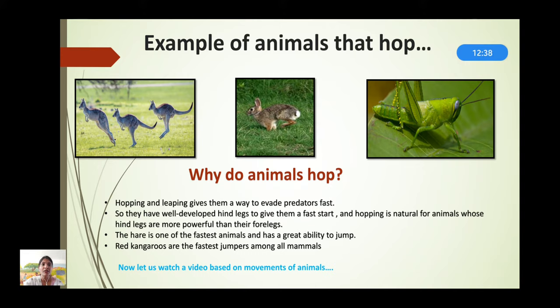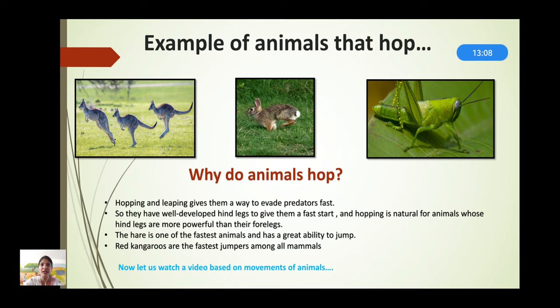they are hopping. Now, grasshopper can be eaten by some of the birds. So, they hop very fast to move and to escape from the predators. So, they have well developed hind legs to give them a fast start. And hopping is natural for animals whose hind legs are more powerful than their forelegs. Now, hind legs means the legs which are behind, and forelegs means the legs which are in front.